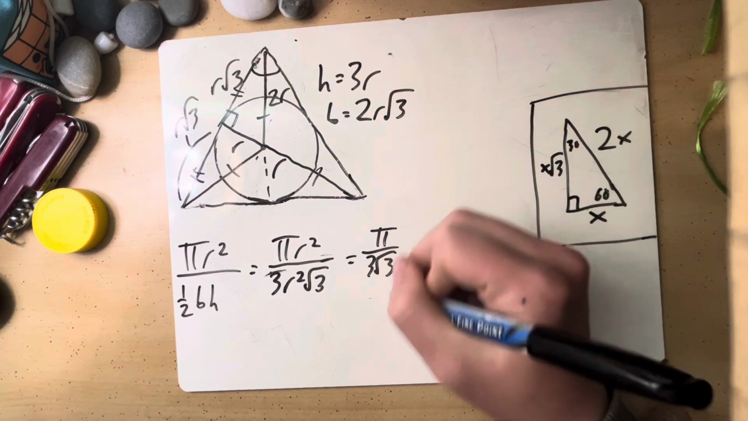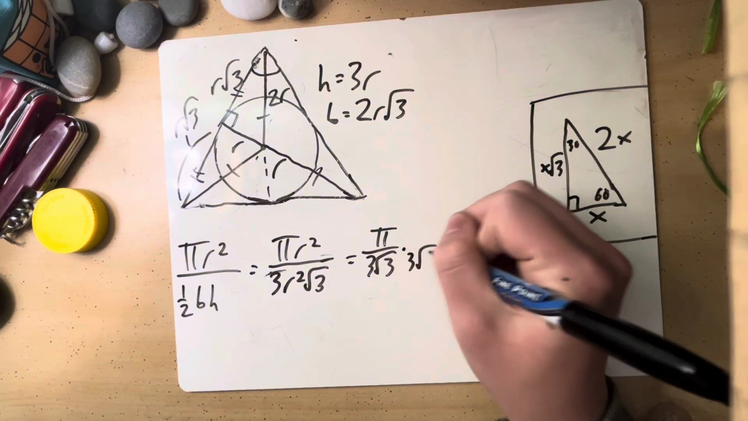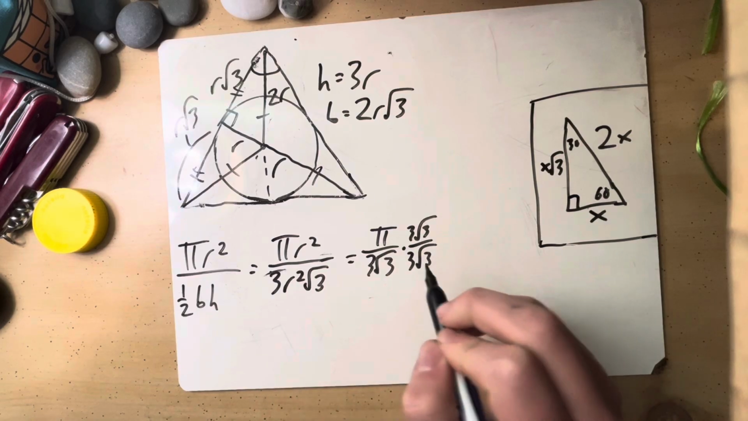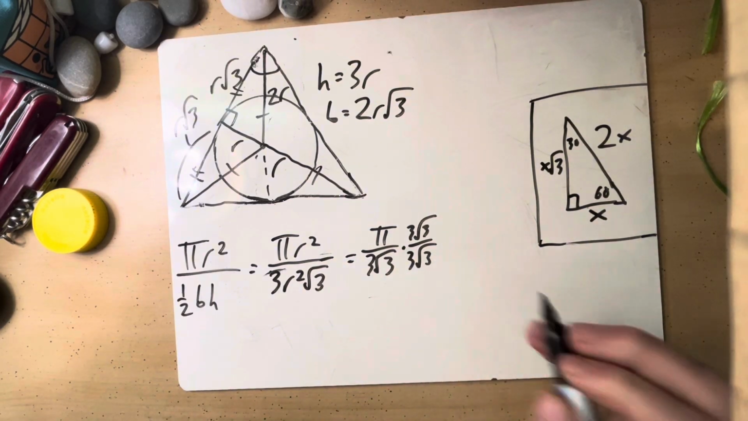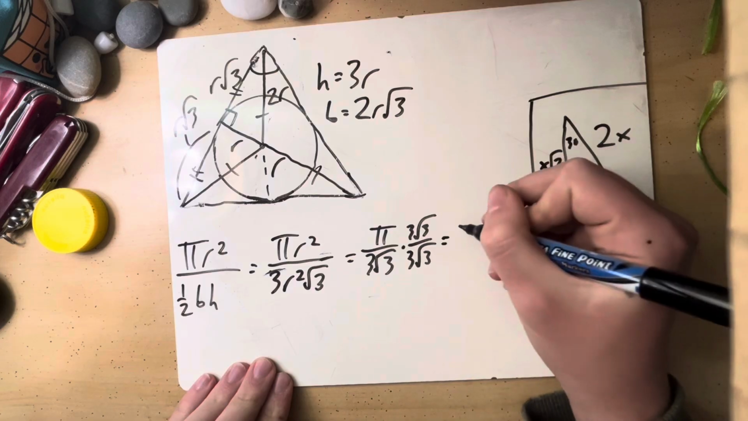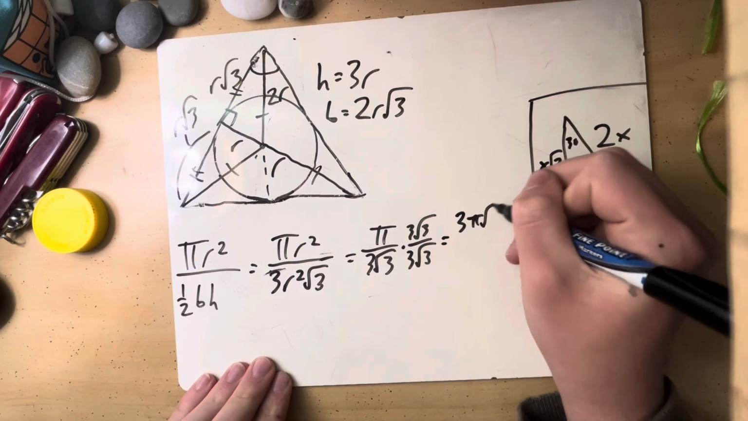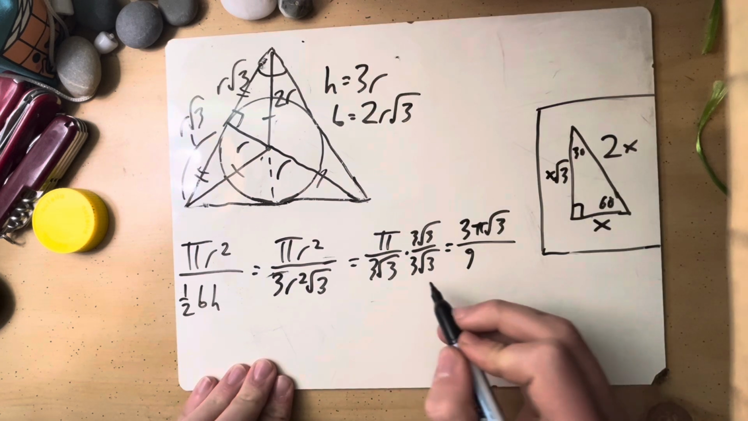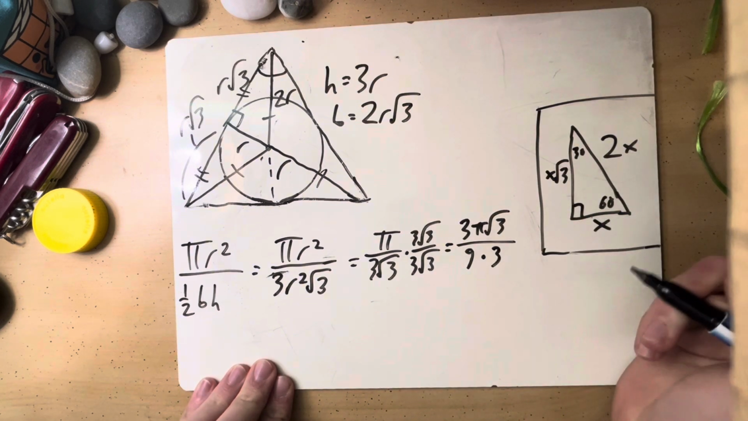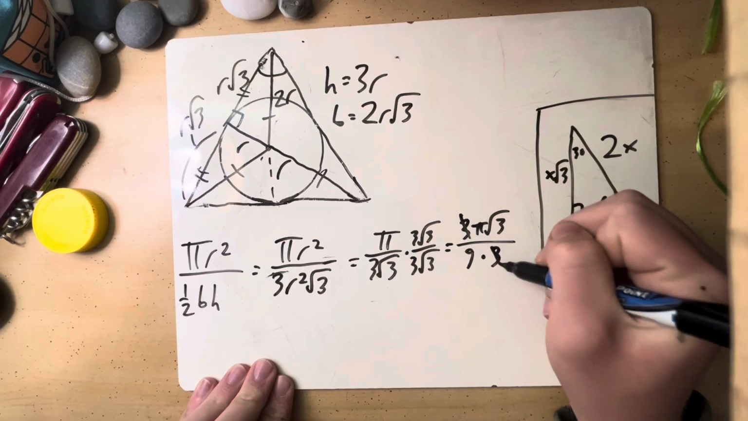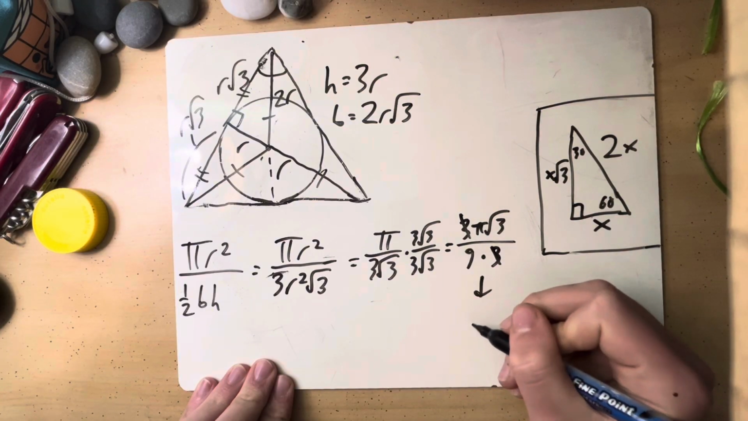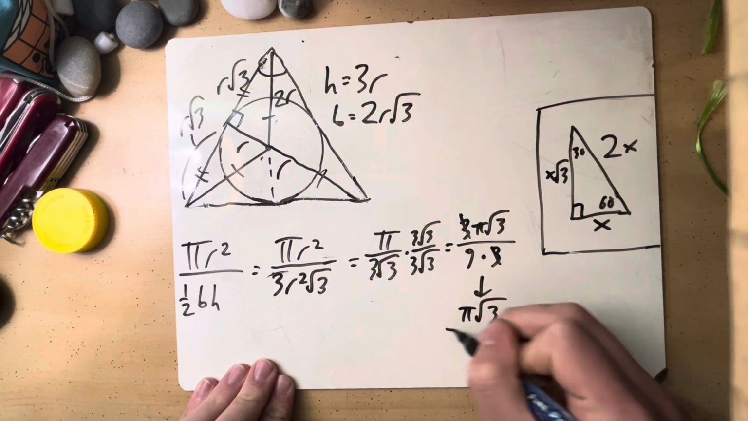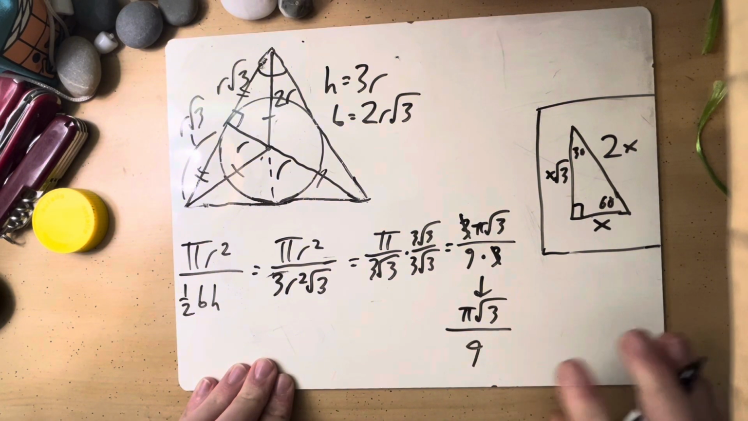Let's clean it up. You're technically not supposed to have radicals in the denominator. So let's get rid of those. We can get rid of those by simply multiplying the top and bottom by root 3. So at the top, right here, we'll have 3 pi root 3. And then the bottom, 3 times 3 is 9. Root 3 times root 3 is just 3. And now we have 3 on the top and bottom, so we can cancel those. And so our ratio is going to be pi root 3 over 9. And so that is our ratio.